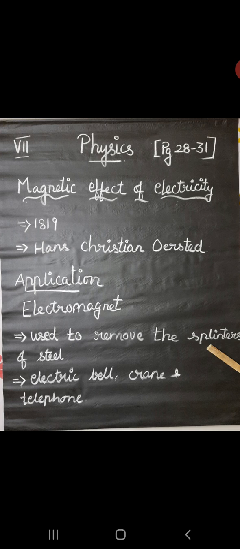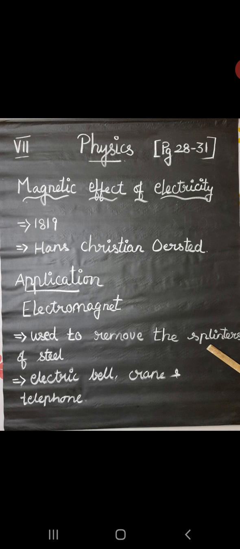Next we can see the applications. Applications of the magnetic effect of electric current. In that we are going to see the electromagnet. The magnetic effect of electric current is used in many powerful electromagnets, and an electromagnet is used to remove splinters of steel or iron in hospitals, when dealing with eye injuries. This electromagnet is also used in many appliances that we use in our day-to-day life, like the electric bell, cranes, and telephone. These are some examples of the electromagnet.